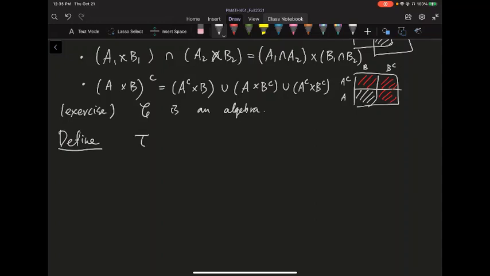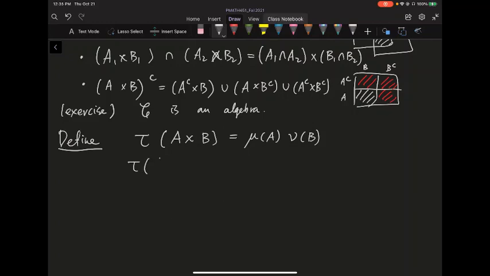Okay, so now let's define a function. Let's give it a name. Let's call it tau probably. So let's call tau of A cross B, let's assign it a value of mu A times mu B. That's the desired value I want. So I want to define tau on this algebra C.